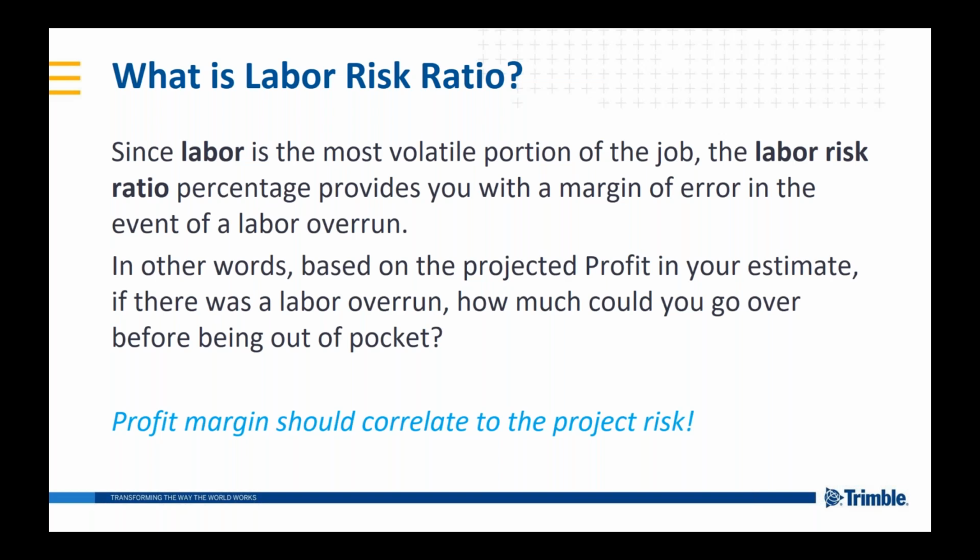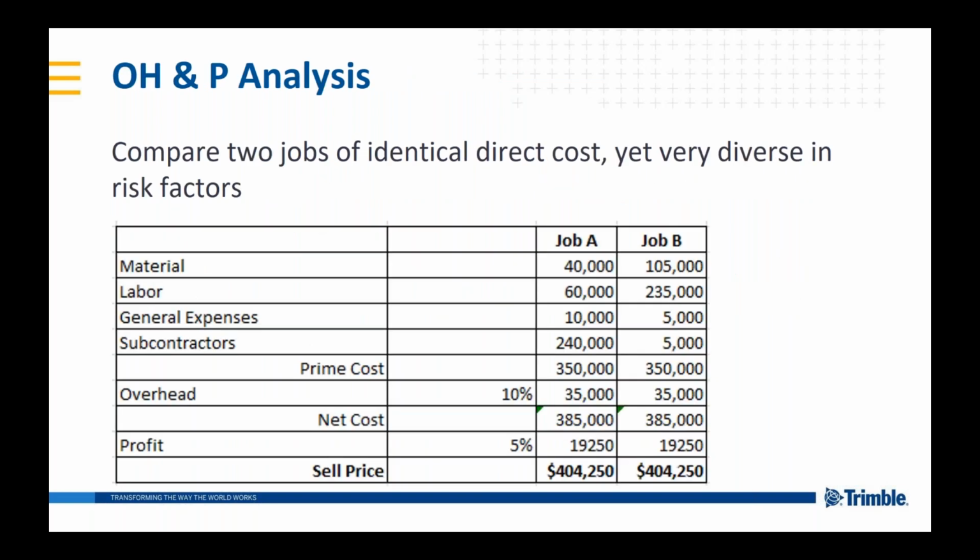So as we all know, the labor risks are different on each and every project, and we need to account for that separately in each and every bid. So let's take some examples here and look at how we mark these jobs up differently and analyze them. On this particular slide, we've got two projects. We have project A and we have project B.